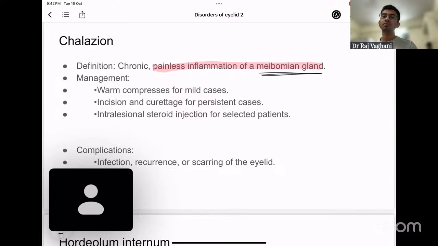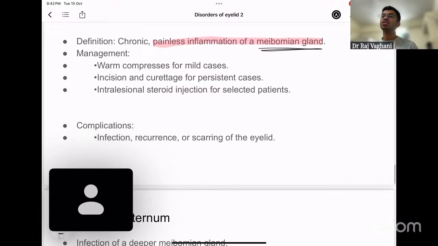Okay, what are the complications? Since it is an infection, it can reappear. The infection can reappear and recur, or there can be scarring of the eyelid. So there can be scar formation after being treated, and infection and recurrence of this infection. So there are three management techniques, one definition, and the complications.